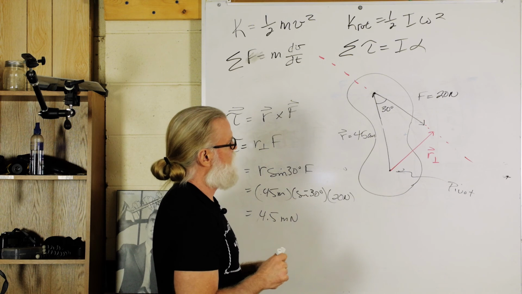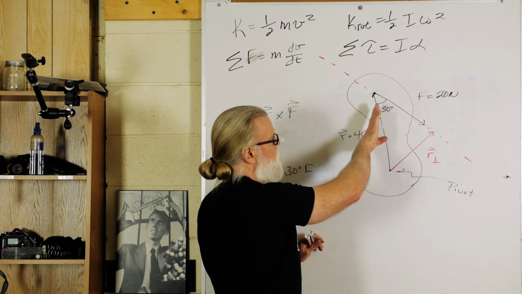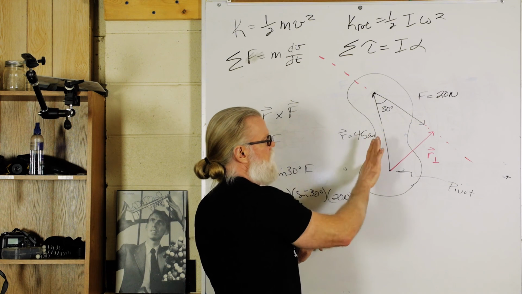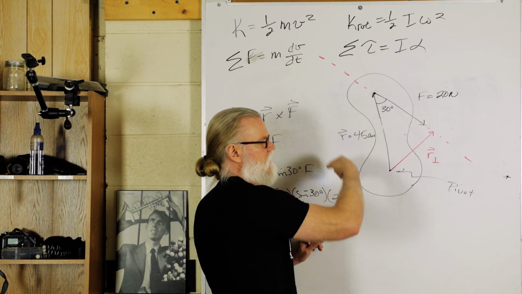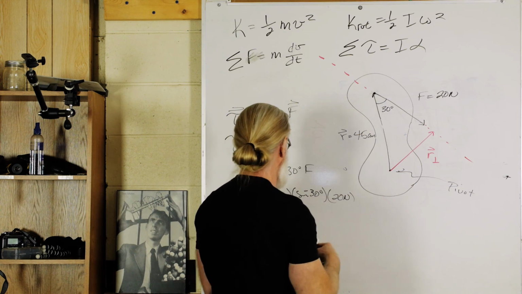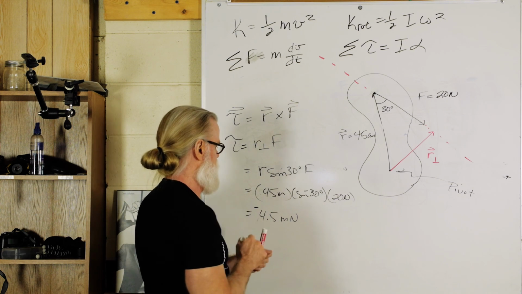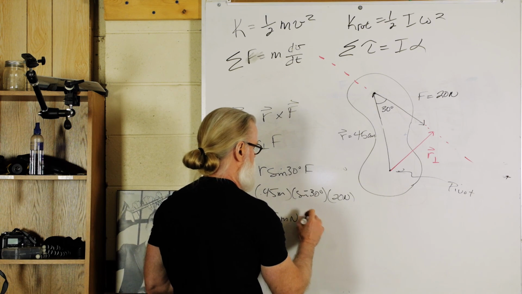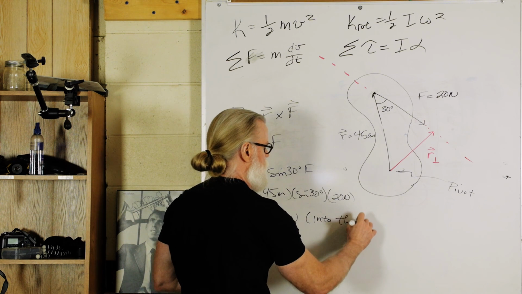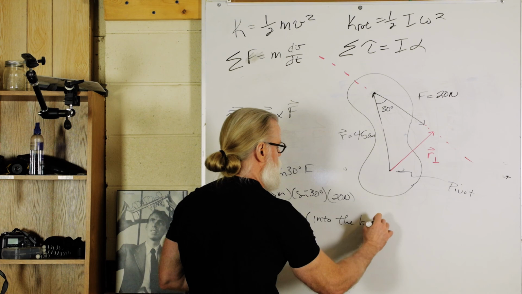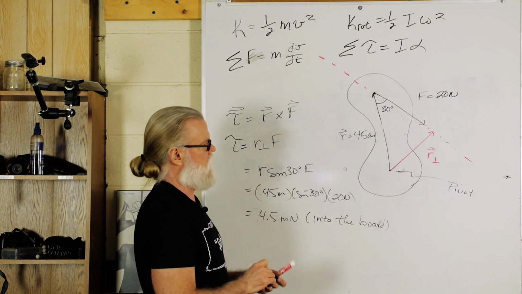All right, what direction is this? It's easier, I think, to see by looking at the perpendicular component of the F, but it looks like it's causing a torque kind of in this direction, so this is a negative torque, or into the board. Into the board. Right, we have a torque into the board.